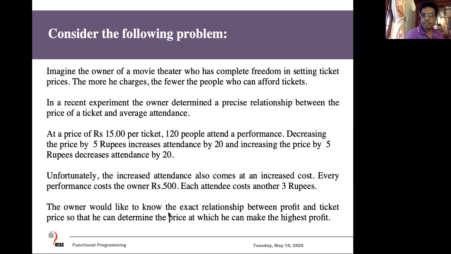Then there is a function to calculate the income. Its income totally depends on the ticket price. So its income function is number of attendees multiplied by ticket price, right? Then there is a cost. The equation for cost is given here. So similarly, we need a function to calculate number of attendees. Equation to calculate number of attendees is also given here. Then perhaps using those functions, we can calculate the profit at each ticket price.